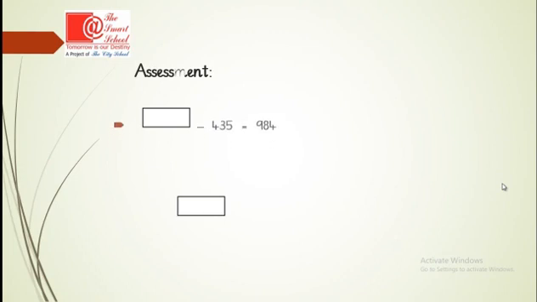The first question is, the missing minuend minus 435 equals 984. So the difference is given and the subtrahend is given. What do we have to do in this? Yes, exactly, we have to add. So 984 plus 435 equals, yes, very nice, 1419, which is the missing minuend.